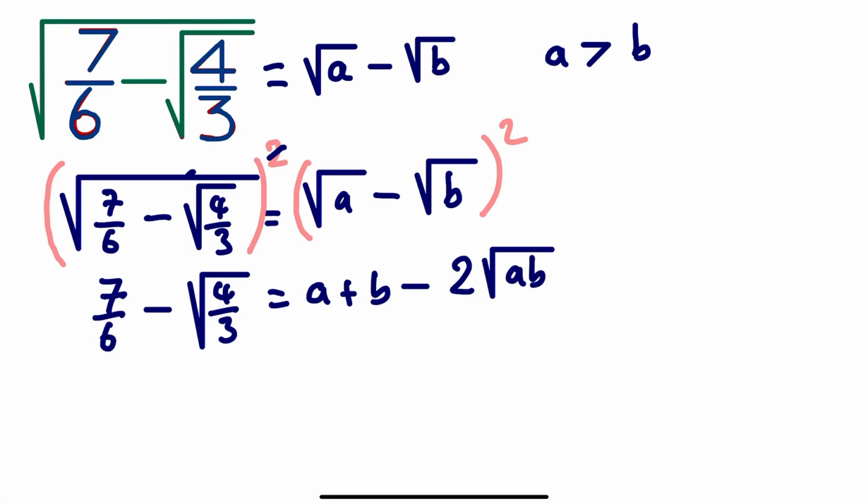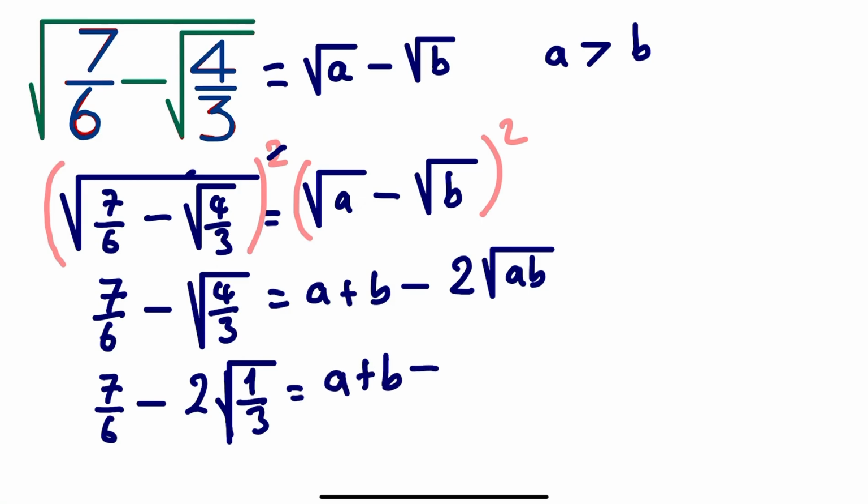The next thing to do: we have 2 here, and we want to have 2 on the other side as well. Here is 4, and the square root of 4 is 2. So we can have this as 7 over 6 minus 2 root 1/3, because 4 over 3 is the same as 4 times 1/3, should be equal to a plus b minus 2 root ab.